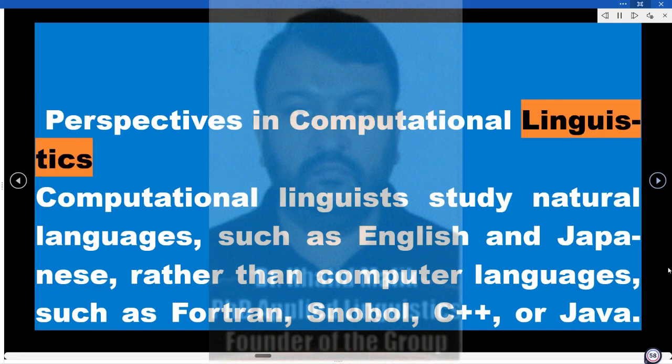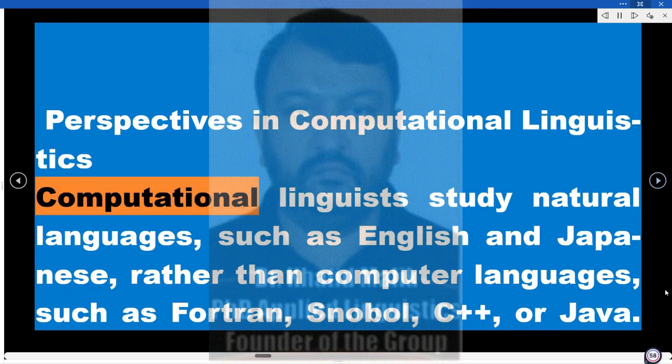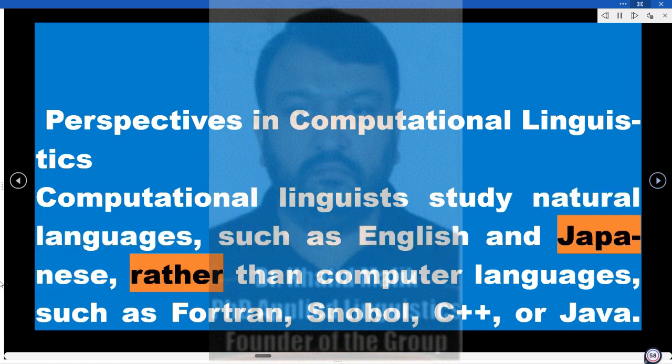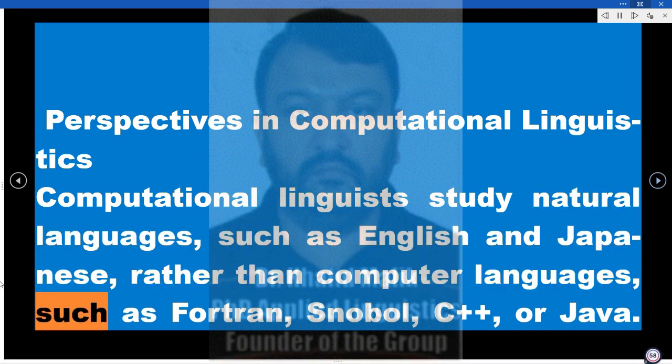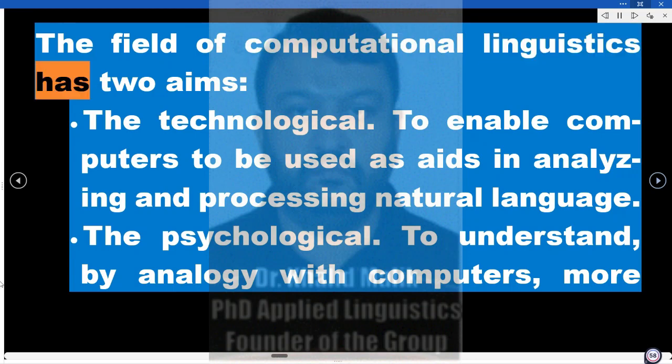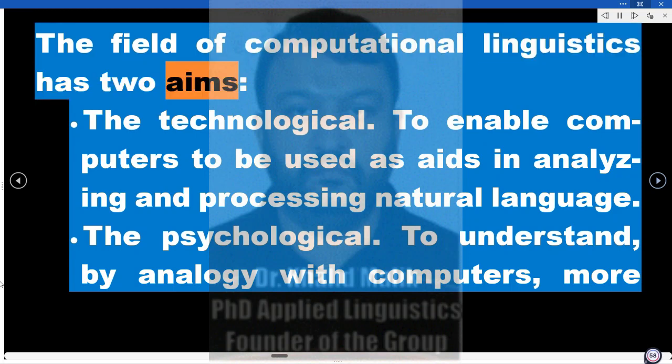Perspectives in computational linguistics. Computational linguists study natural languages, such as English and Japanese, rather than computer languages, such as Fortran, Snowball, C++, or Java. The field of computational linguistics has 2 aims.